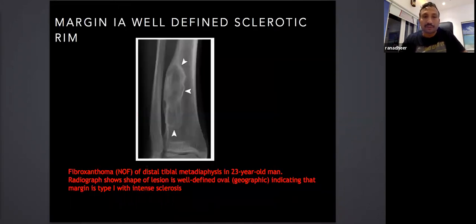So this is a non-ossifying fibroma of the distal tibial metaphysis in a 23-year-old man. The radiograph shows the lesion is well defined, oval, with intense sclerosis, indicating it is benign. If a lytic lesion, lytic mets, turns sclerotic, it's also called benign.